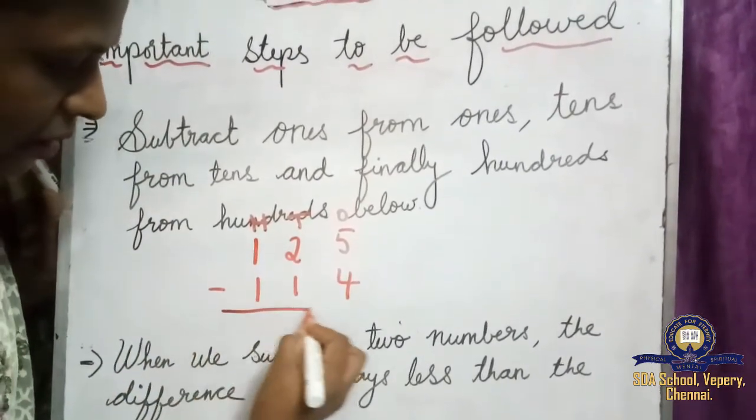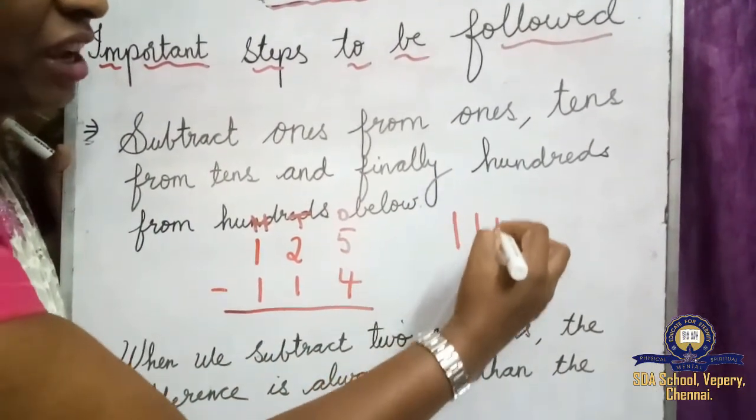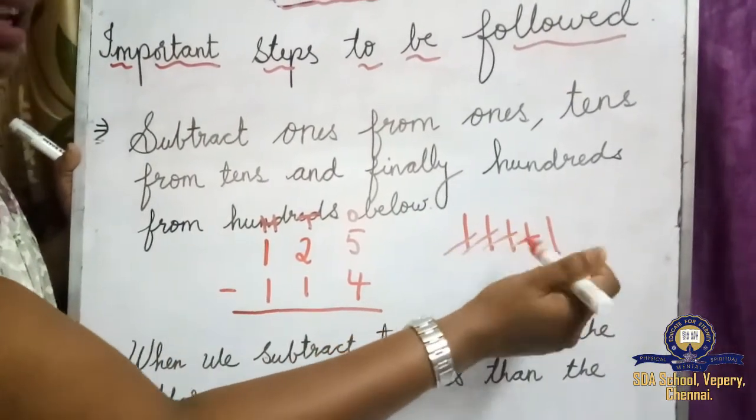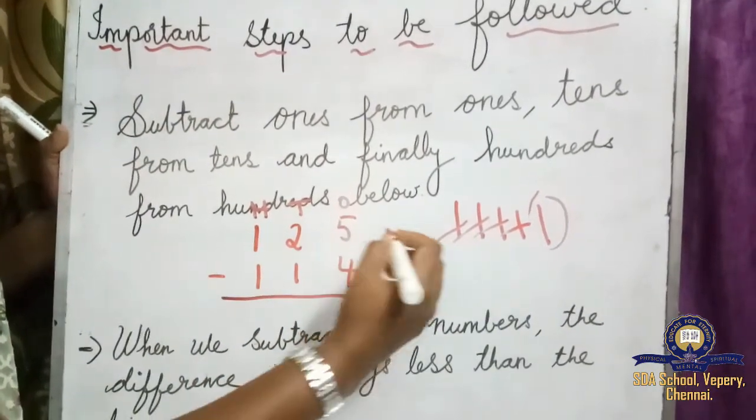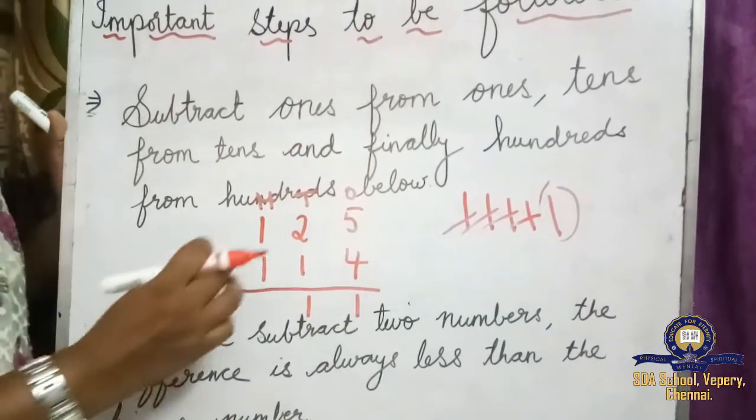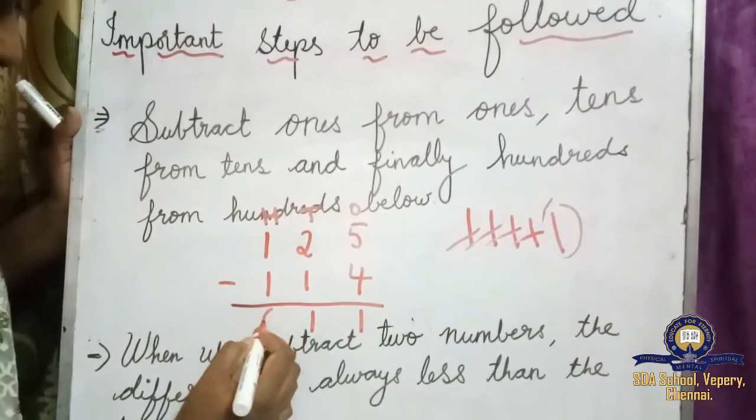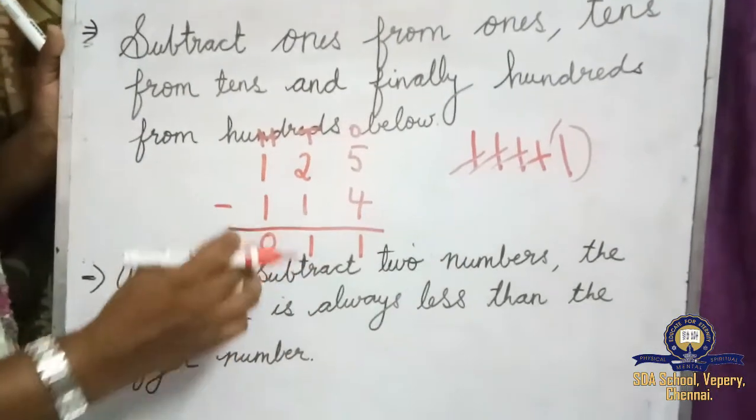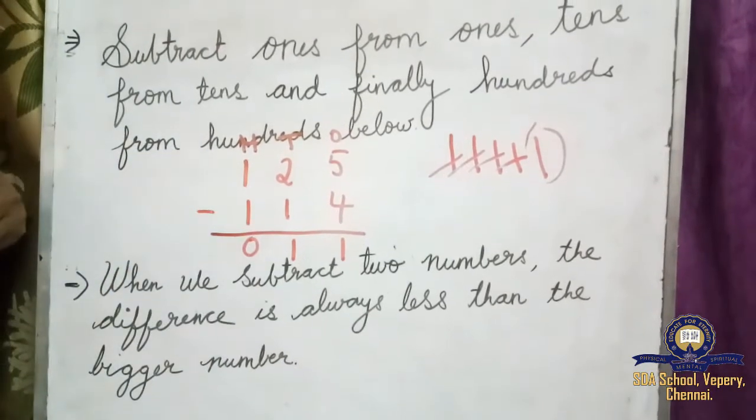See here, 5 minus 4. Think you're having 5 sticks. If you take away 4, the remaining is 1. 5 minus 4 is 1. Always start from this side. 2 minus 1 is 1. The important one: 1 minus 1 is how much? 0. 1 minus 1 is 0. That I have written here. When we subtract the same numbers, we get 0.